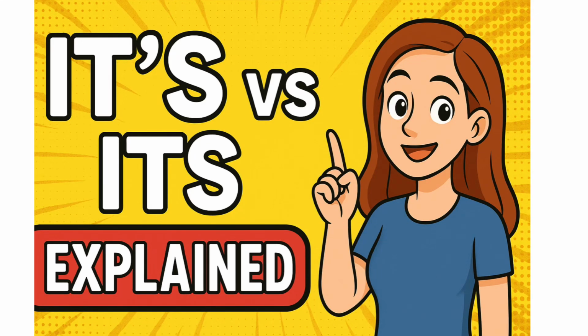Today, we're going to learn the difference between it's without an apostrophe and it's with an apostrophe. Many people get these two mixed up, but after this lesson, you'll never make the mistake again.